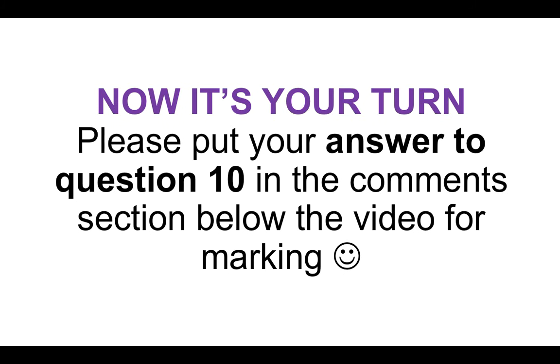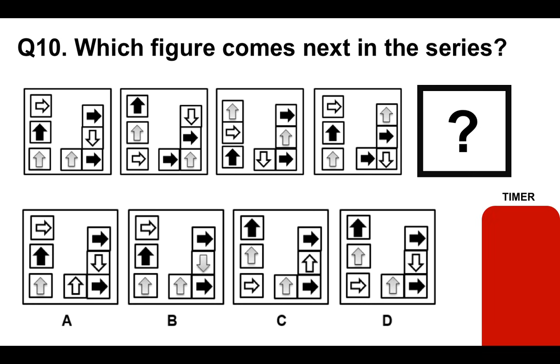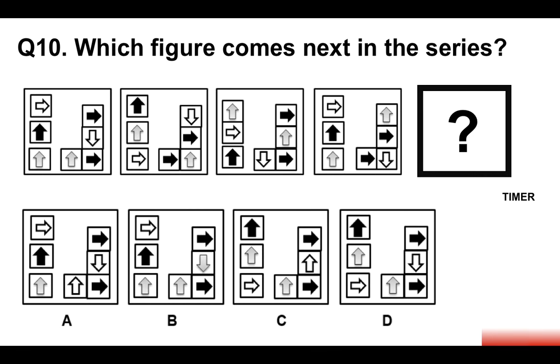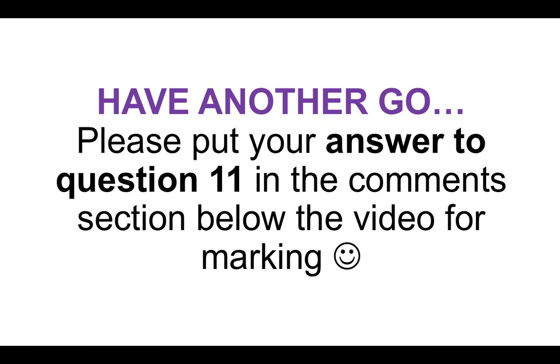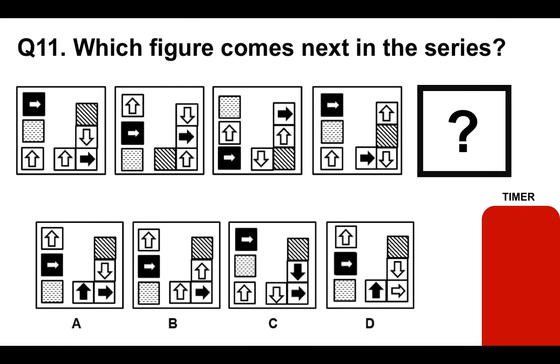Please put your answer to question 10 in the comments section below the video for marking. Which figure comes next in the series? So you've got the options A, B, C, and D. Just do what I've just showed you in question 9, and I bet you get this correct. Here's the timer. Okay, well done. Question number 11. Have another go. Please put your answer to question 11 in the comments section below, a similar one. Which figure comes next in the series out of A, B, C, or D? And don't forget to look for patterns and sequences. Work through it. Let's see if you get it correct in the time limit. Off you go.